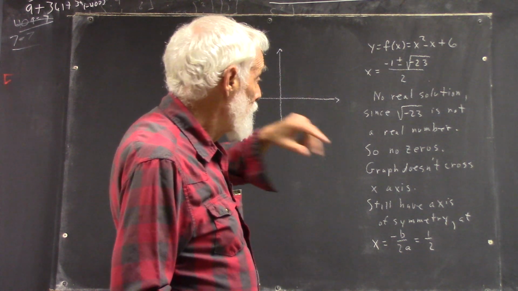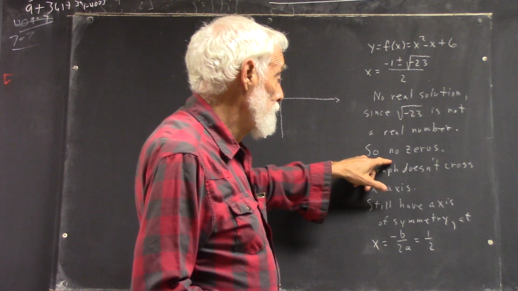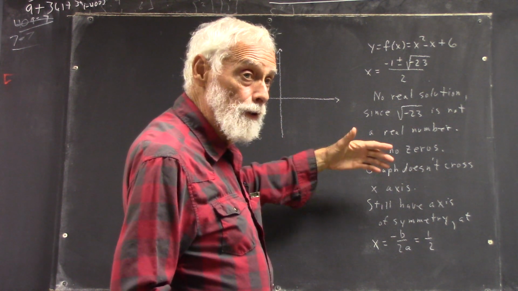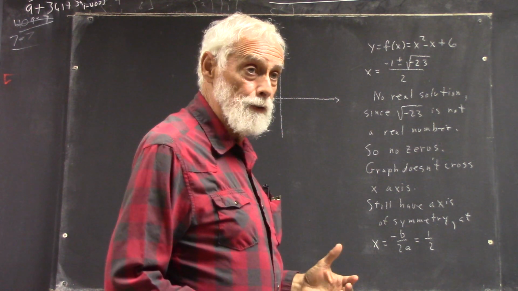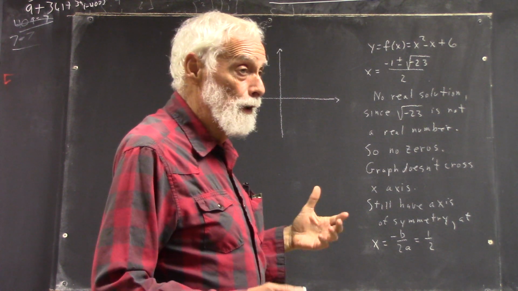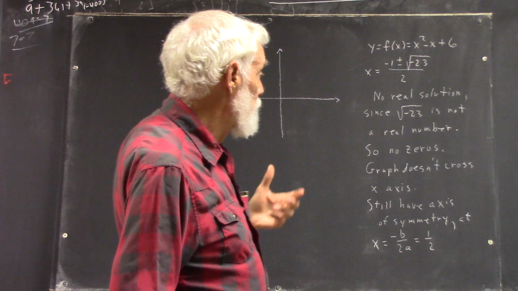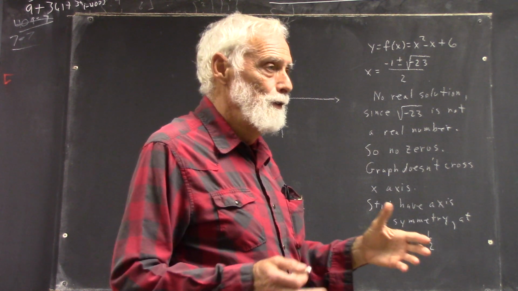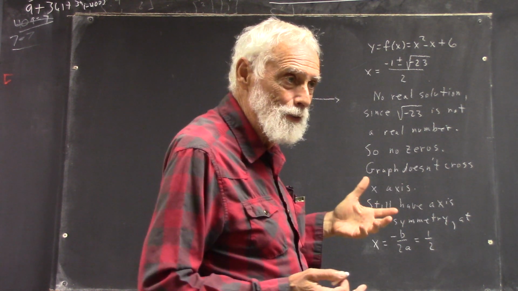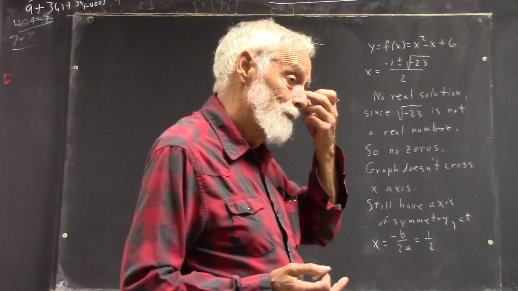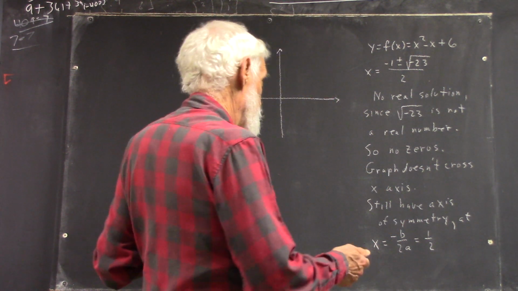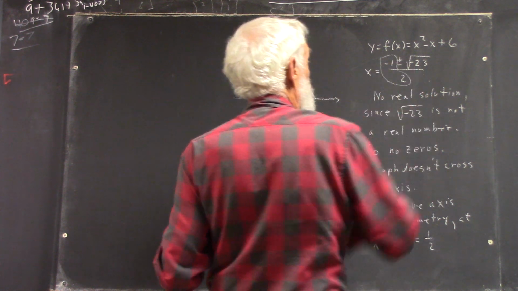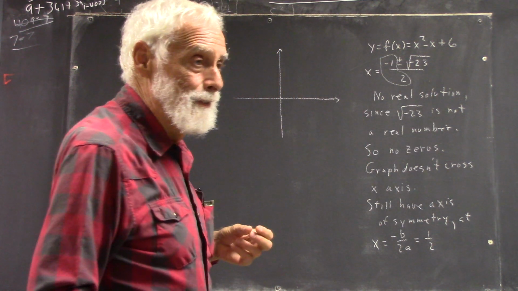Okay? Now, so there are no zeros, and the graph doesn't cross the x-axis, but there still is an axis of symmetry. You find it the same way you did before, except you can't, because one way we did it was we averaged the two zeros, but you don't have two zeros to average. Okay? But we also noted that the axis of symmetry is right there. Okay?